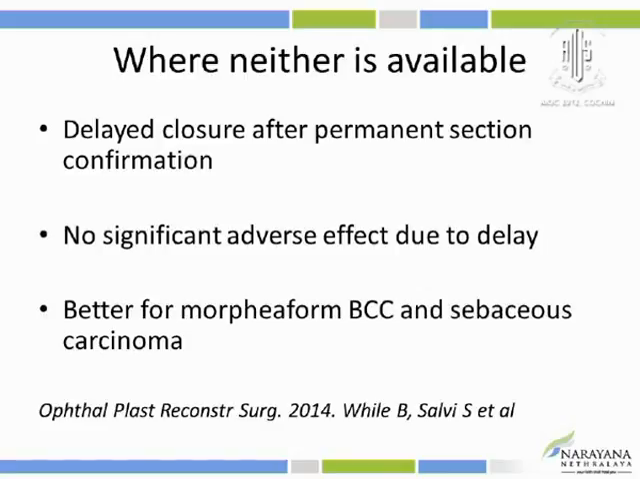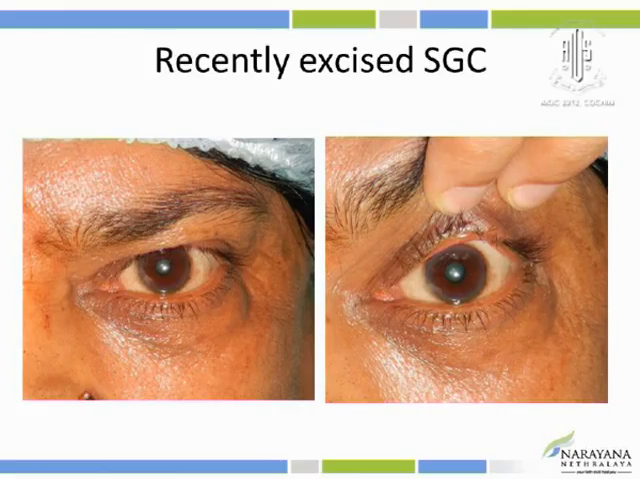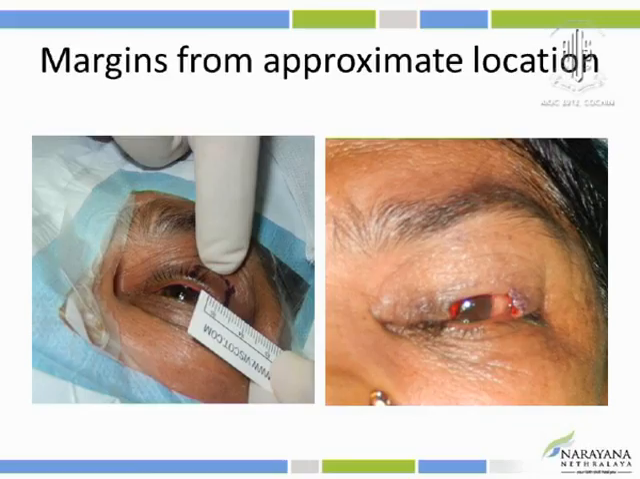Suppose you take an excision and send for permanent section, that will take about 3 to 4 days. It's perfectly acceptable to patch the eye till you know that the edges are free, and then you might need to do a staged excision. And in fact, for morpheoform basal cell carcinoma, that might be better, as well as for sebaceous carcinoma, where there may be artifacts on the frozen section. What happens when malignancy is detected in an unsuspected lesion and the edge clearance has not been done, such as this patient who turned up with this little notch where something had been removed? Well, you can still take margins from the suspected area of the lesion and ask for clearance.